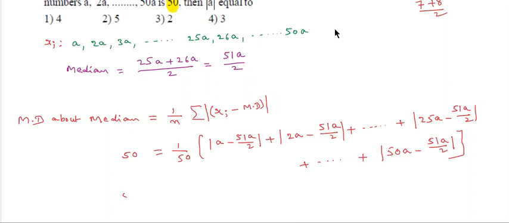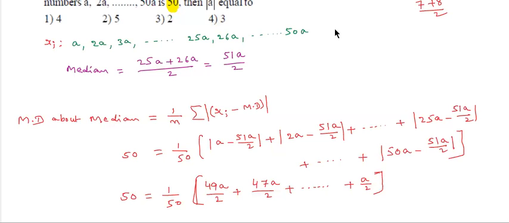Now 50 is equal to 1 by 50 into, friends, calculate here. Take LCM: 2a minus 51a by 2 is overall 49a by 2, plus the second one, 2 twos are 4, 4 minus 51 is minus 47, modulus is 47a by 2, plus and so on. The last number, observe that 2 into 50 is 100. So here we get a by 2.